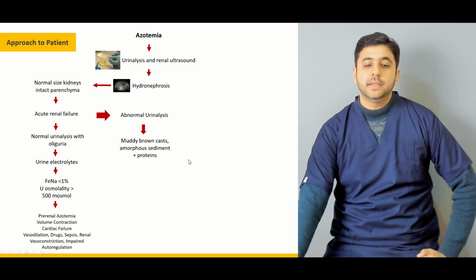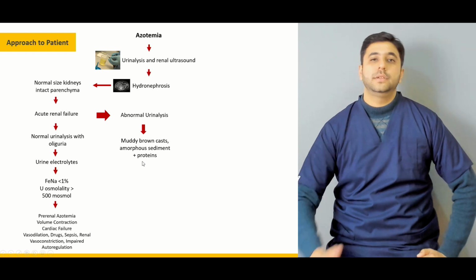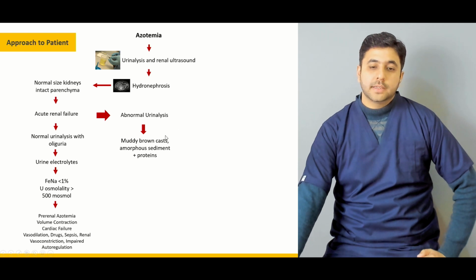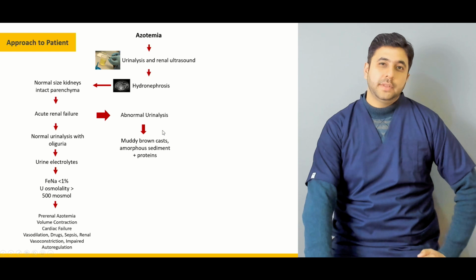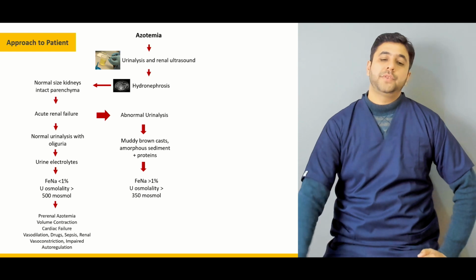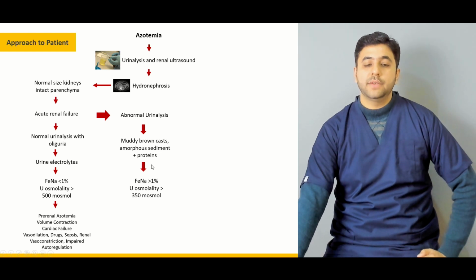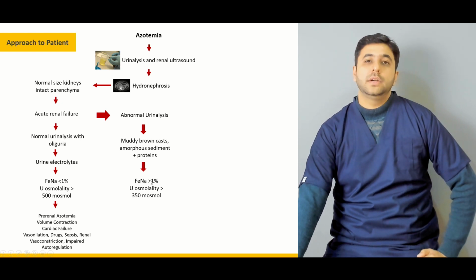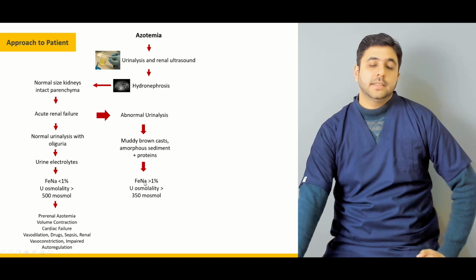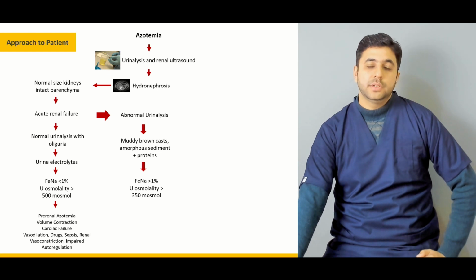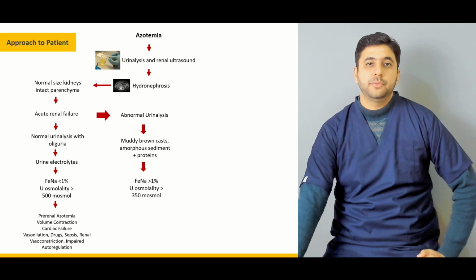You have some amorphous sediment and just plus minus a few proteins in there, which means that the kidneys are unable to do their job in filtering out the proteins. So this cast picture gives you an idea that this is some tubular pathology going on. And to confirm that on the urine electrolytes, you find out that the FeNA, or the fractional excretion of sodium, will be greater than 1 or greater than 2. When the fractional excretion of sodium is greater than 1 or 2, that means that the kidneys are unable to absorb the sodium adequately as in a normal person. So the tubules are damaged and they are unable to do their job, which is the absorption of sodium.